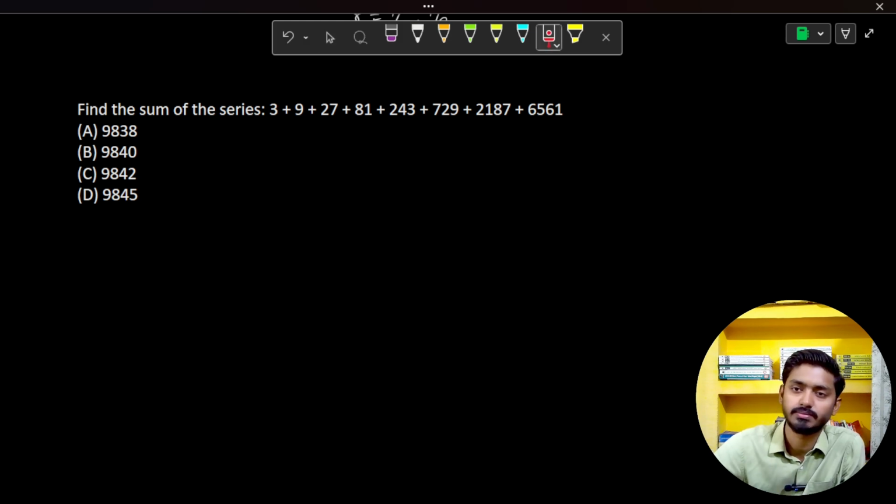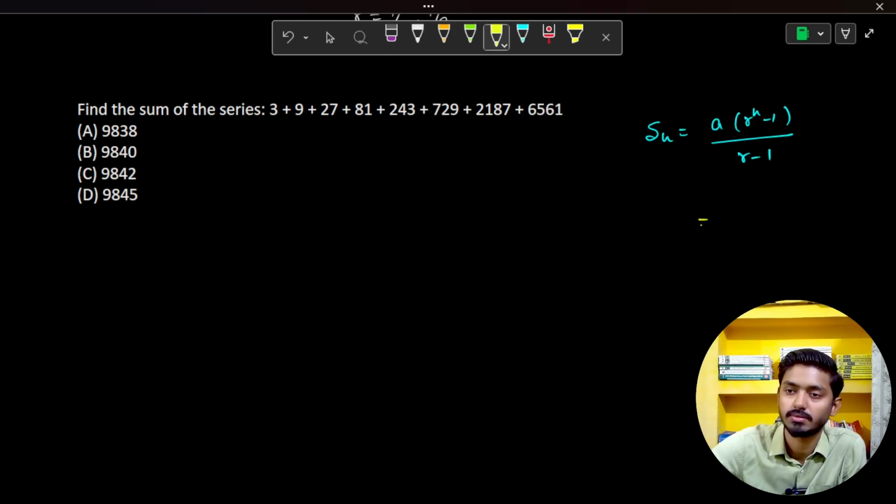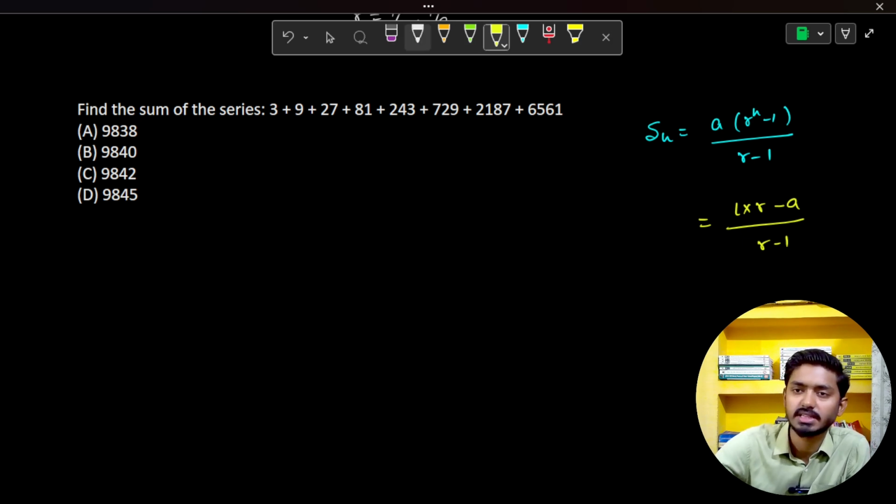Here comes the question. We are given a finite series, and we just learned the formula for the sum of all the terms in a finite series: a times r to the power n minus 1 by r minus 1, or it is l times r minus a by r minus 1. These are the two formulas, whichever you wish to use. We have to find the value of a, which is 3. The common ratio would be 3, the term divided by the preceding term, which is 9 by 3.